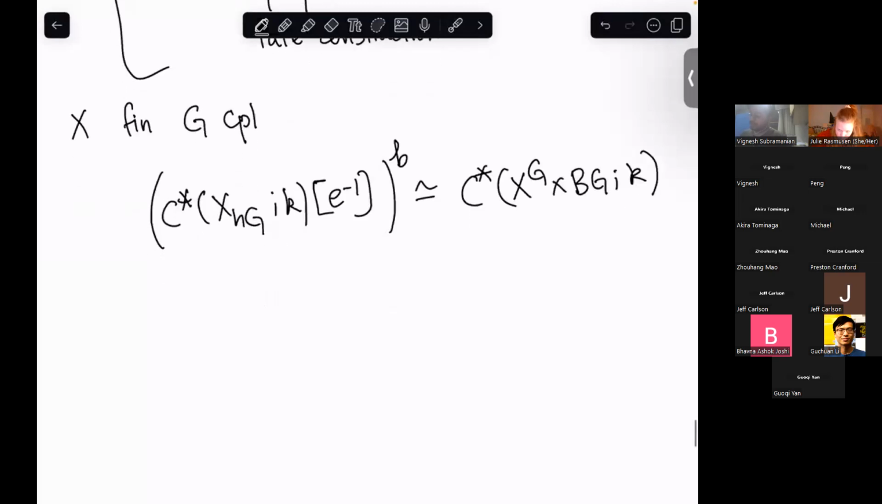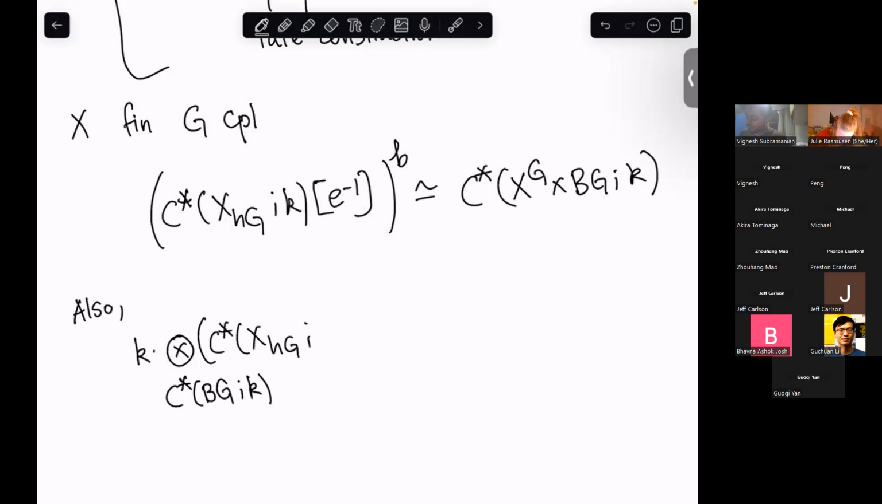In particular, I can base change it now. This is nothing special. If I base change it down to a field, this is the same as cochains of the fixed points with K coefficients.